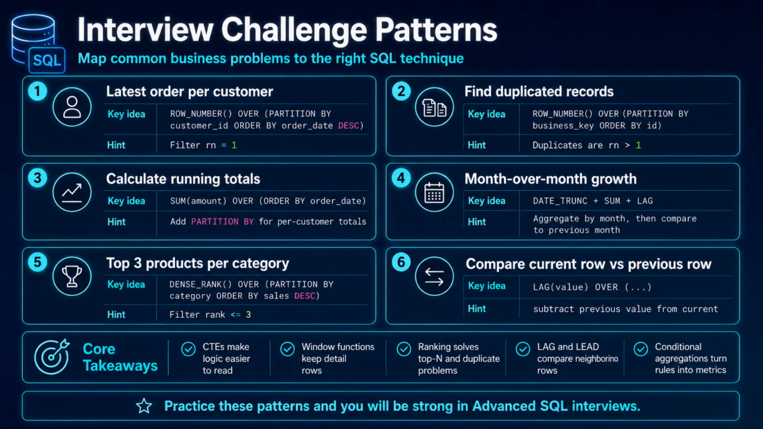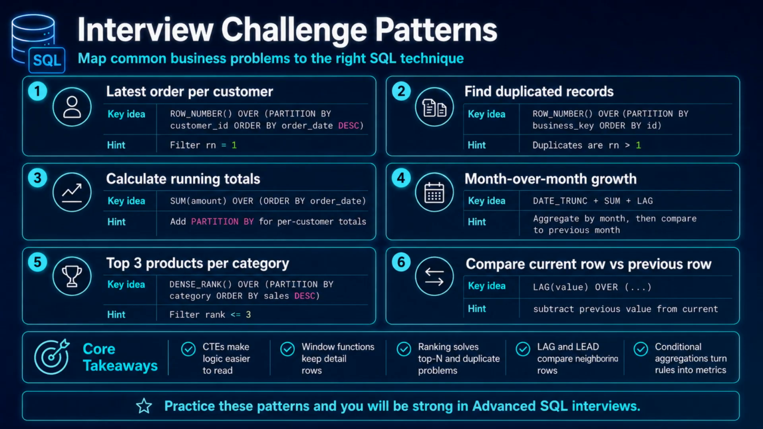Pattern 4. Month over month growth. Use DATE_TRUNC to group by month. Use SUM to aggregate revenue. Then use LAG to compare against the previous month. Pattern 5. Top 3 products per category. Use DENSE_RANK over partition by category order by sales descending. Then filter rank less than or equal to 3.